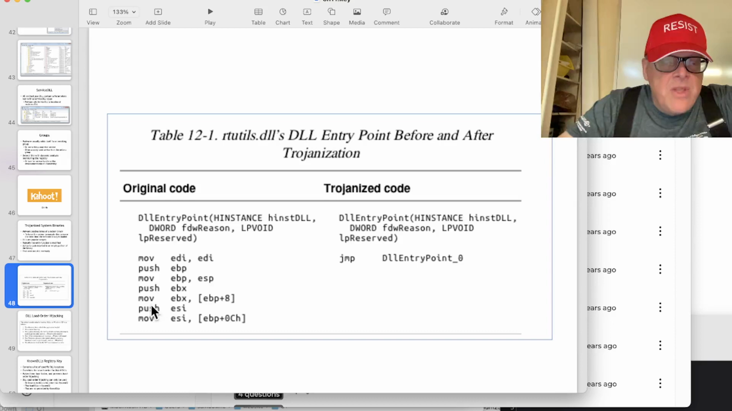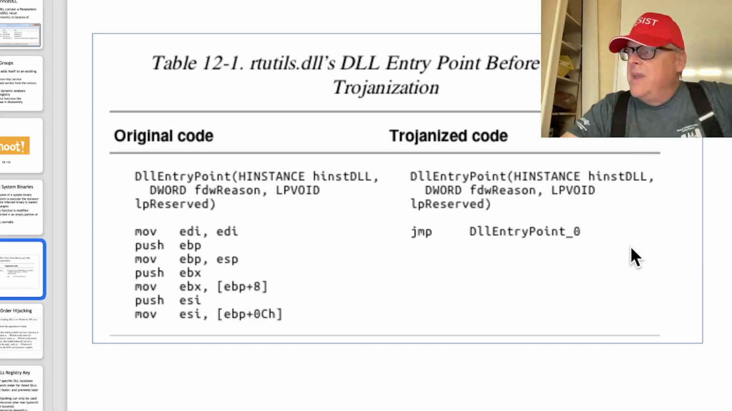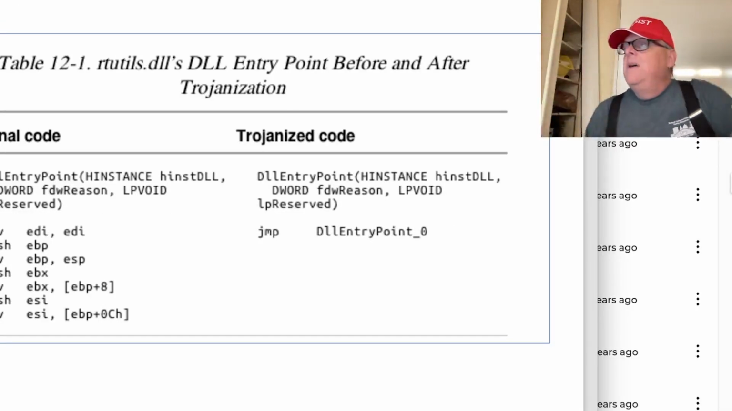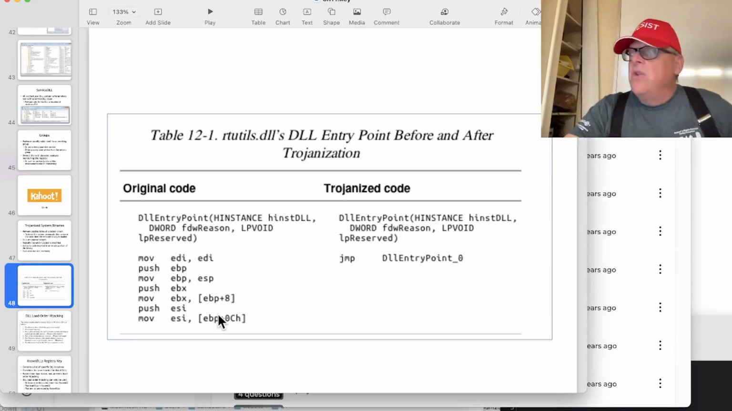So here, for example, the original code might look like this. It's going to prepare the stack frame and then start putting variables on the frame. And the Trojanized code is going to jump somewhere else. Rather than doing any of this, it's going to jump to some other location, do some unauthorized things, and then presumably jump back here to continue doing the normal thing.